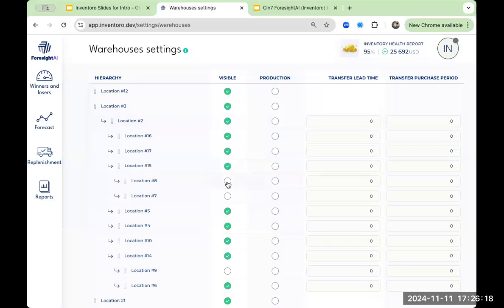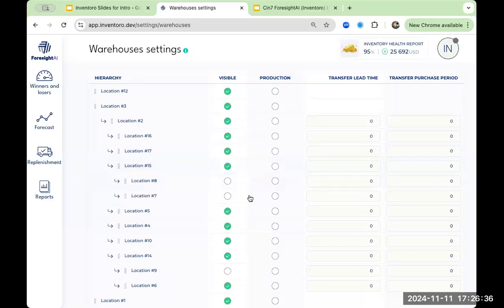If you also are not using a warehouse anymore, you can unclick this and then it will no longer be visible, meaning Foresight AI will no longer push materials or goods that way. Designated if it's a production warehouse, which also will probably carry over, but something to just check just in case.